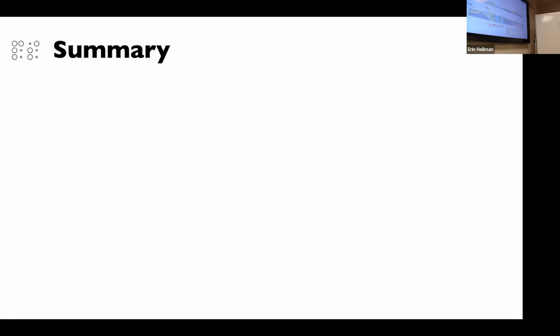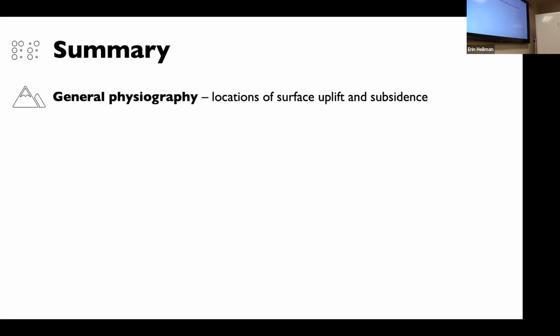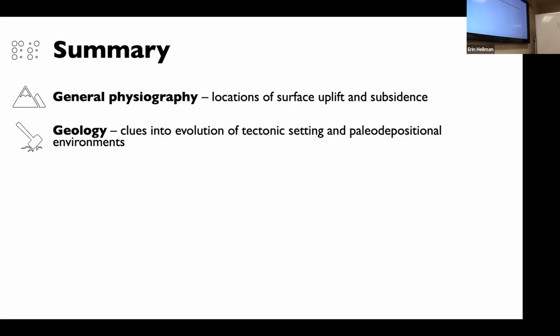So taking that together, we can synthesize everything that we've gone over. From the general physiography, we learned about the locations of surface uplift and subsidence. We have really high uplift in the central Cordillera. We have high uplift in the Sierra de Neiba, and in the southern Cordillera, that's Sierra de Bahoruco.